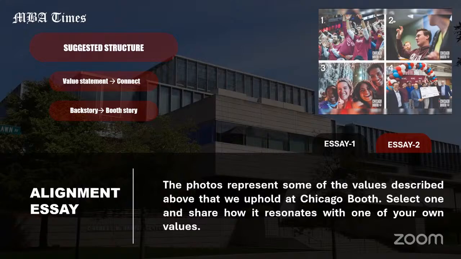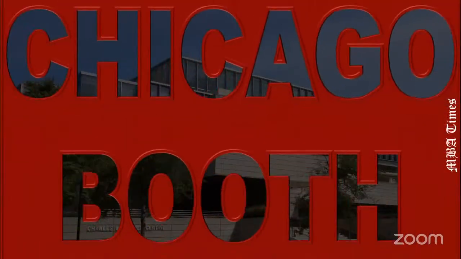So that's easy. You start with the value statement, you connect the value statement to the pictures, give them a backstory which gives them a picture of the picture. Weird way of saying that. And then give them a Booth story that this is what I plan to do while I'm at Booth. Simple and straightforward. What more could one ask for?